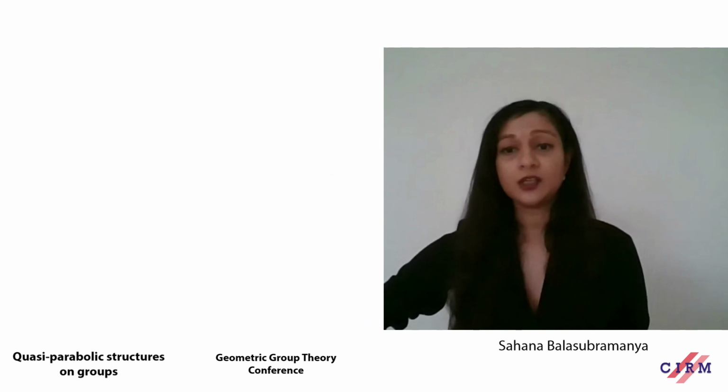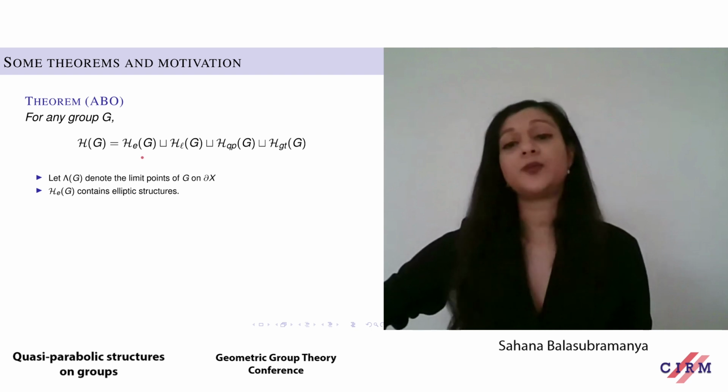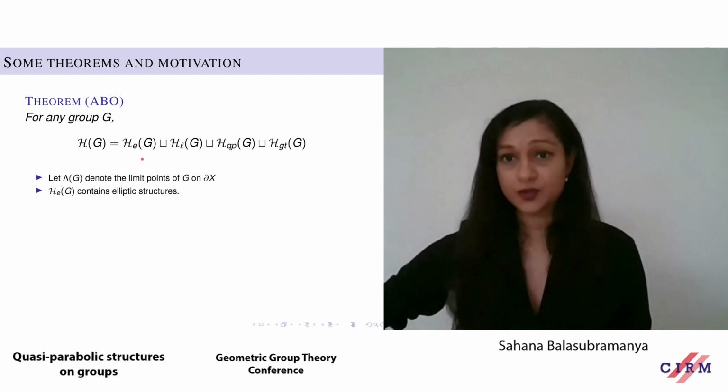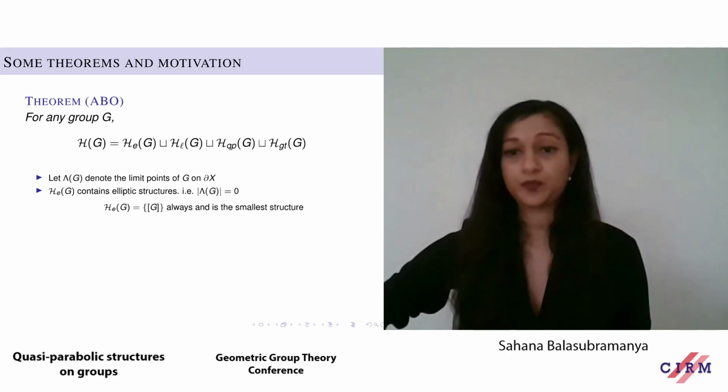So the first possibility is that our action is elliptic, and H of E is the poset which contains the elliptic structures. And what this means is that there are no limit points of our group on the boundary of our hyperbolic space. And in terms of structures, it means that the elliptic structure, which is the equivalence class of the generating set that contains every element of your group, is the smallest structure. And in fact, the associated Cayley graph is quasi-isometric to a point.